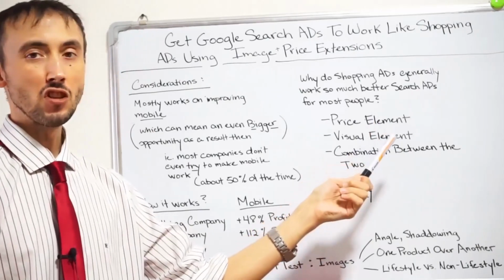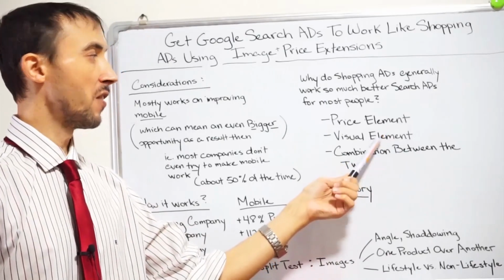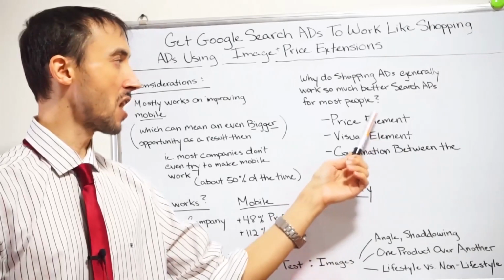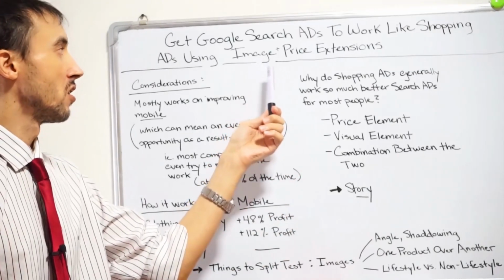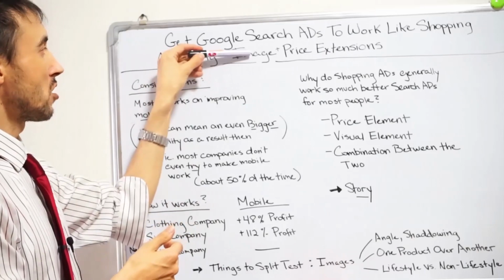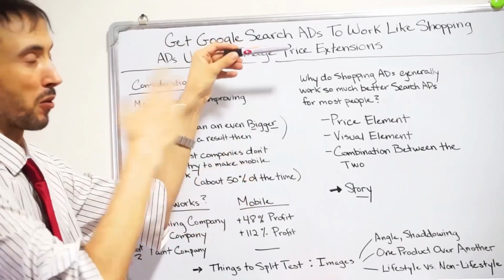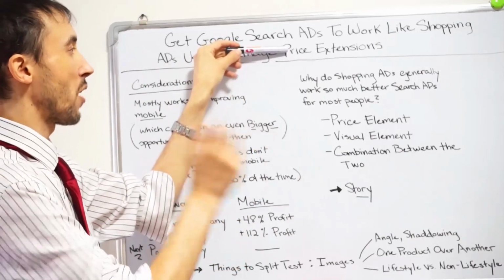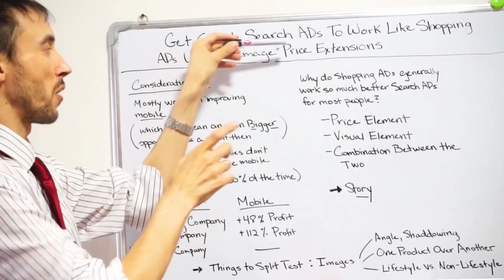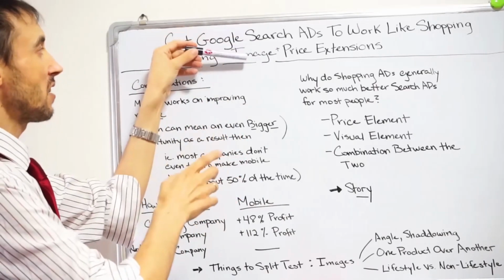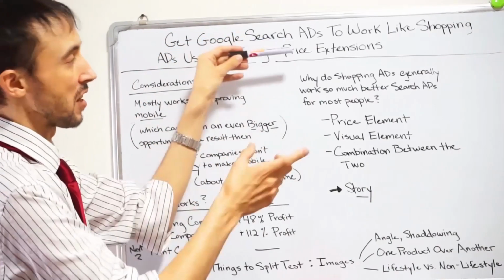just the price extension by itself, the image extension by itself, and the combination of price plus the image extension. So just the image extension, no other extensions, I tested that for a clothing brand when I came up with this idea initially. Then I tested the price extension, no image extension, no other extensions, and how that worked. Then I tested the image extension and the price extension, no other extensions, and how that worked.